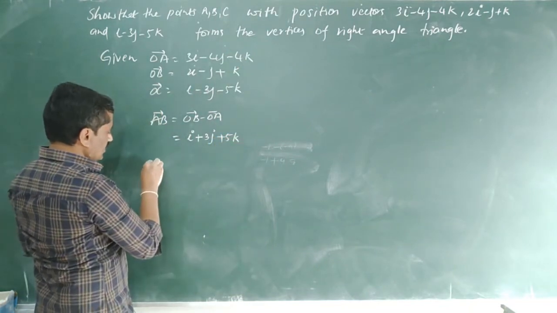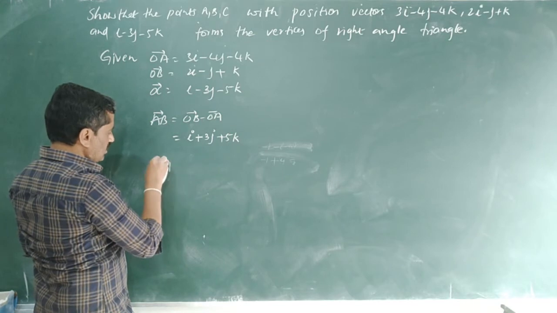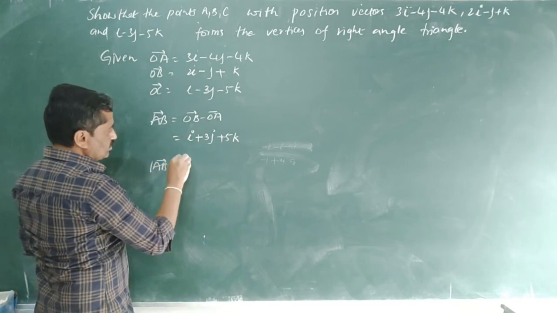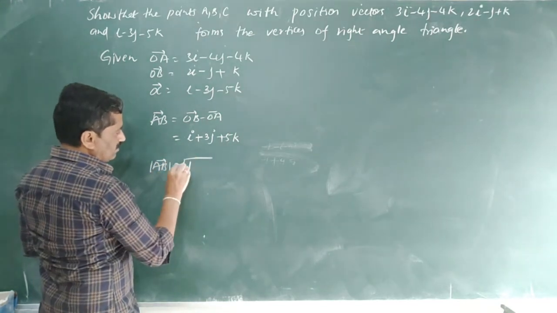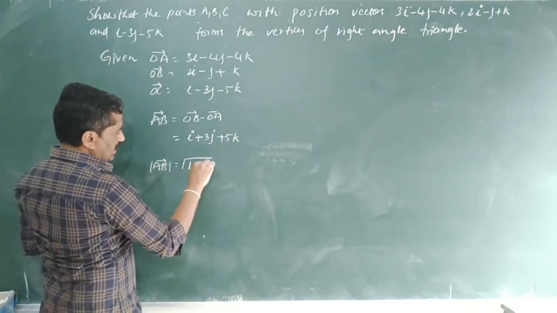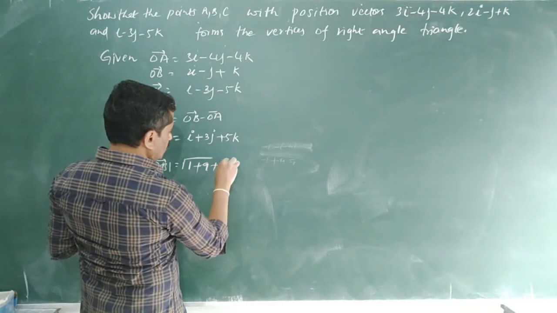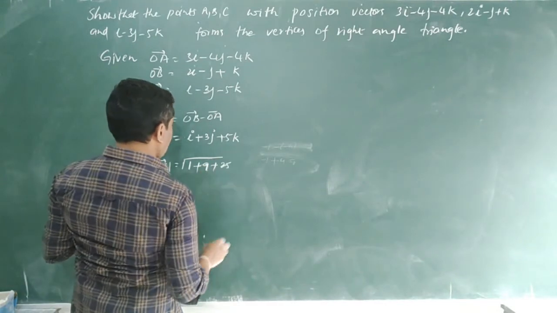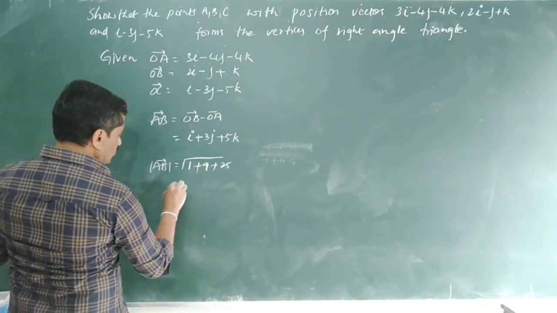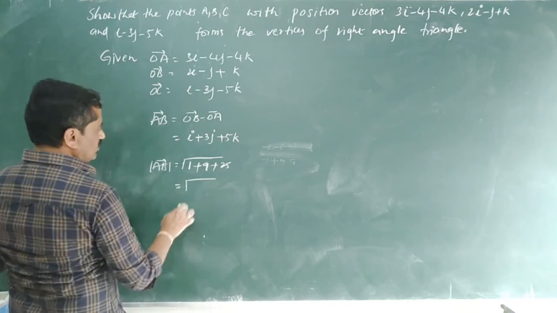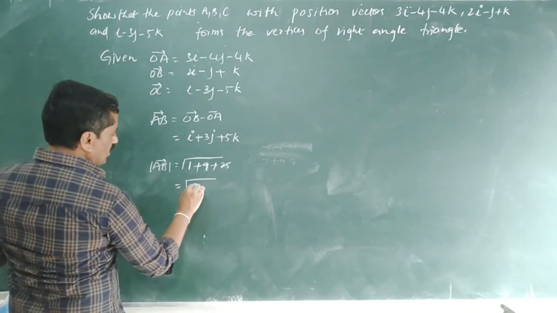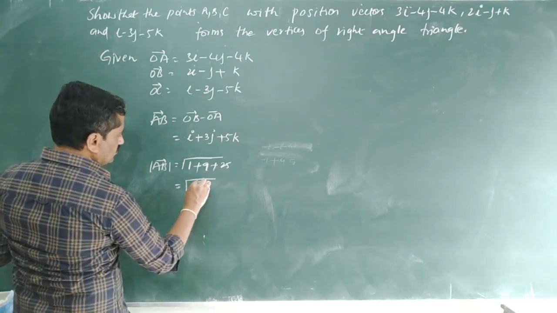Similarly, find the magnitude of AB bar. Magnitude of AB bar is equal to square root of 1 square which is 1, 3 square which is 9, plus 5 square which is 25. That is equal to square root of 10 plus 25, we have root 35.